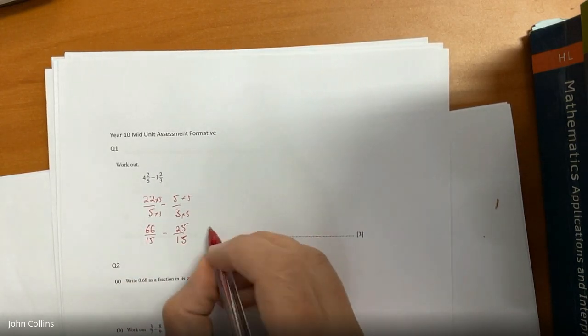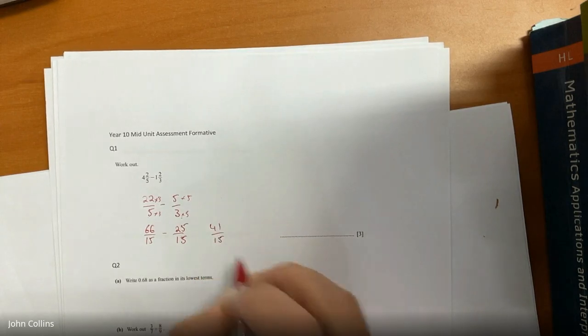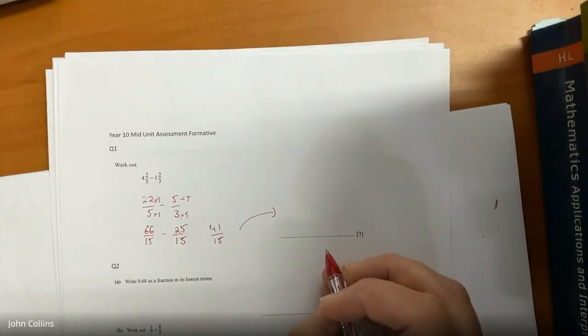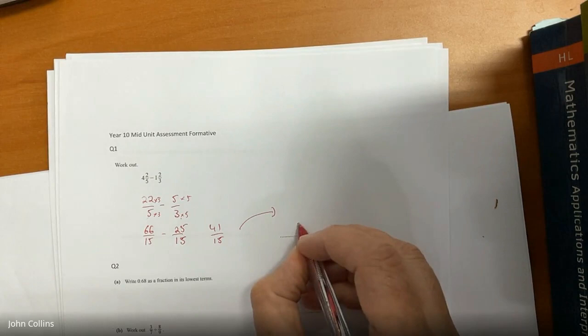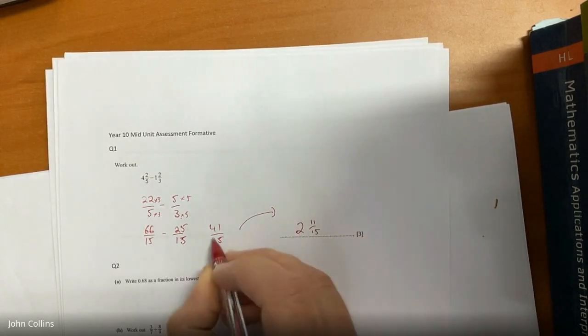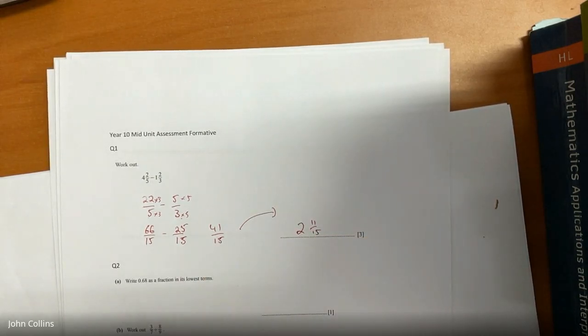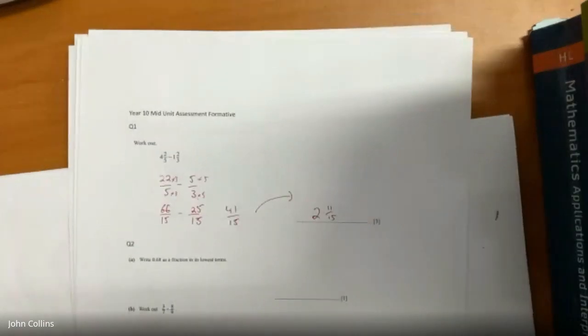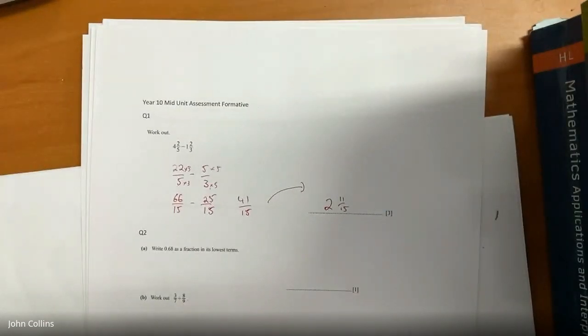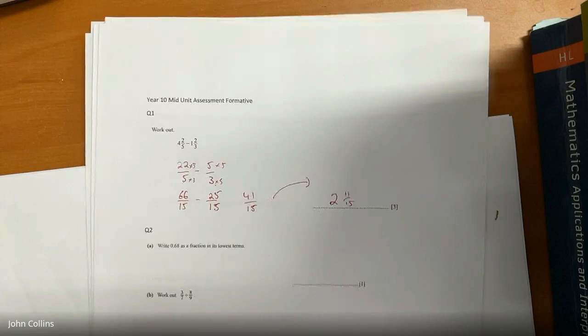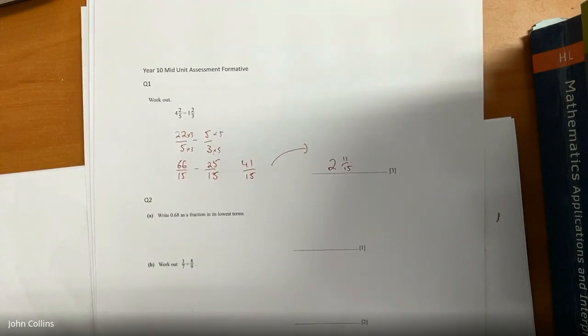I think I get 41 over 15, and I would like answers to be as a mixed number, so that's 2 whole and 11 fifteenths, so 15 fits in twice. So for that, generally, if there's some attempt to get a common denominator, you can get 1 mark. If you got it wrong, 1 is probably the max you get.